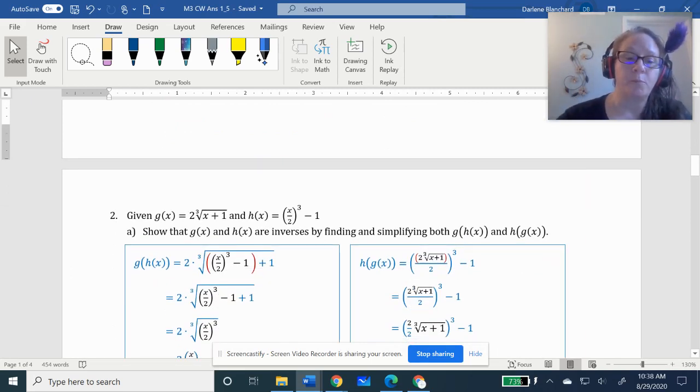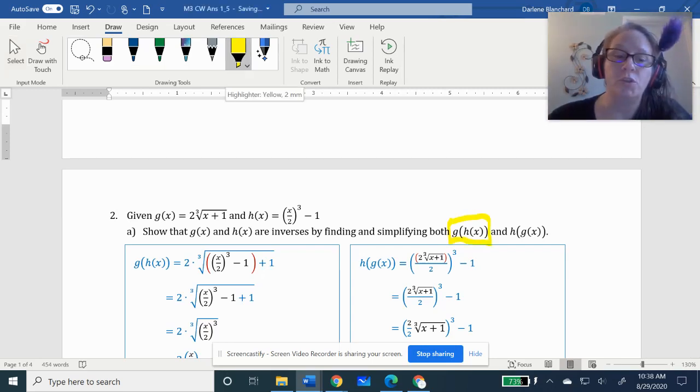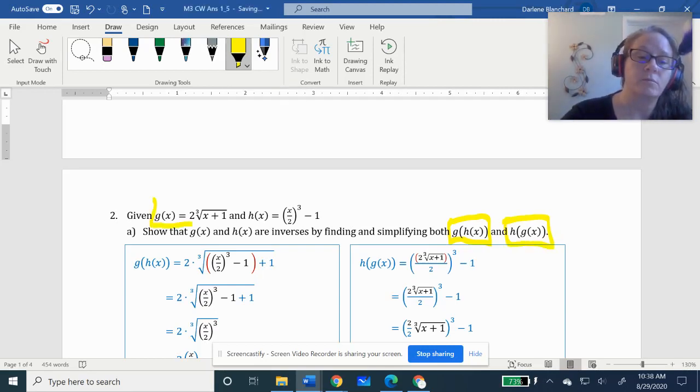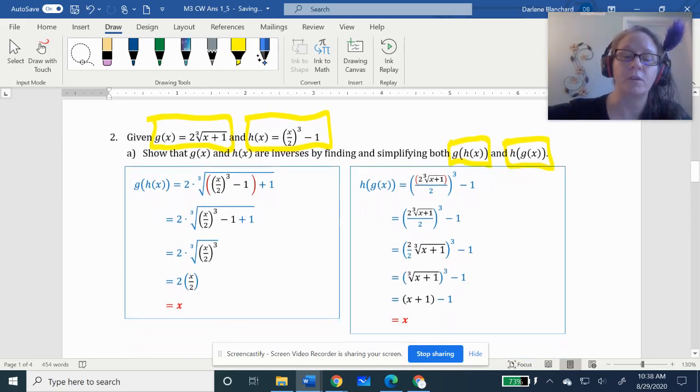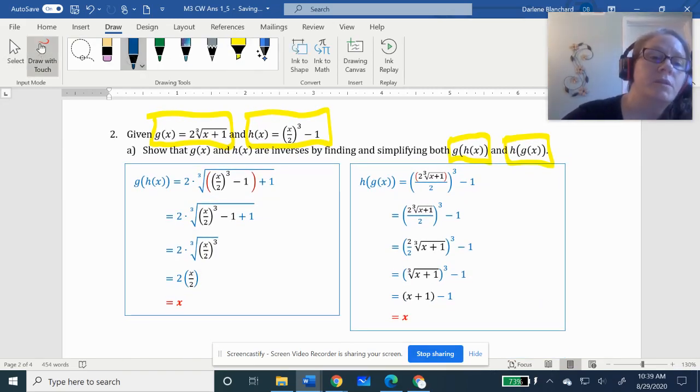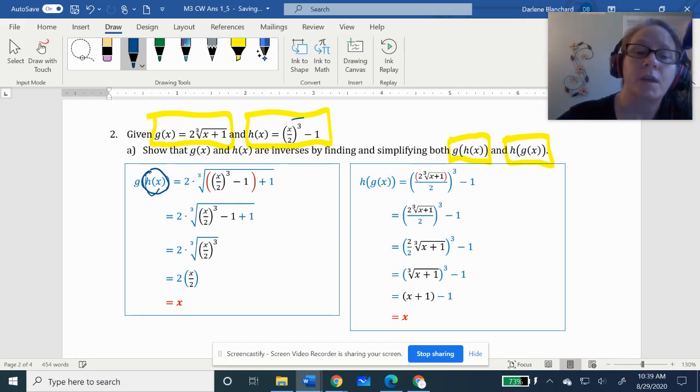So now the next part is I want you to find function composition g of h of x and h of g of x, where these are the g function and the h function. Function composition is where you directly plug one function inside of another. This one is showing the h of x function, which is x over 2 cubed minus 1, being substituted into the x of the g function.